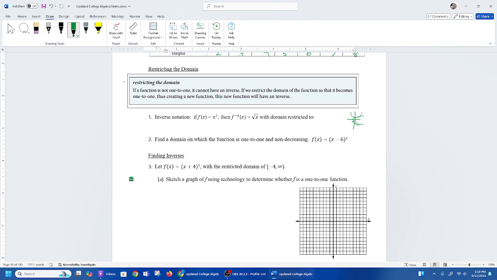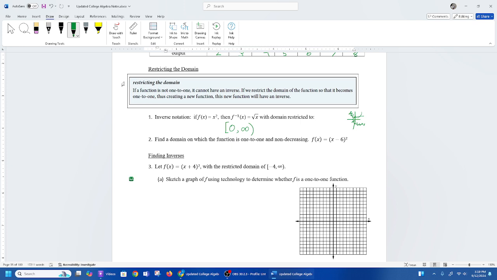So we're going to have to get rid of the bottom side of our parabola, which means we have to get rid of all of our negative numbers in our domain. So we can start at 0 because 0 isn't negative, and we can go all the way to infinity.